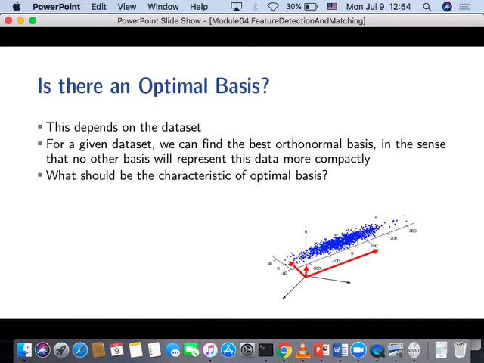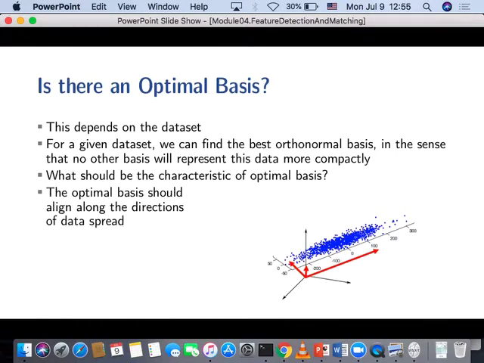Now, if you look at this figure, let me make a statement and see if that makes sense. I'm saying the optimal basis should align along the direction of the data spread. If the data is on a plane, the optimal basis should align on that plane. Then I will get compaction. Otherwise, I won't. If let's say my space is 10-dimensional, and there is a 5-dimensional subspace at an angle going like this in that 10-dimensional space, I want a basis which aligns with this 5-dimensional space.